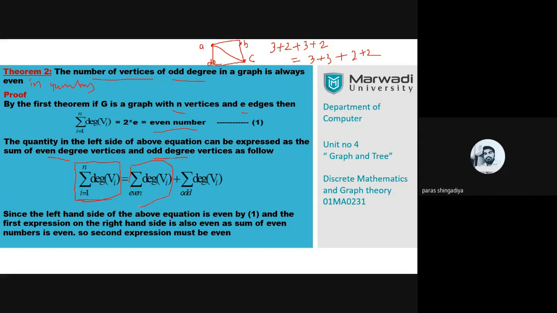So now we need to check this answer. Now subtract this value from this value. So even number minus even number. What will the subtraction of two even numbers be? Even minus even will be? That is also an even number.